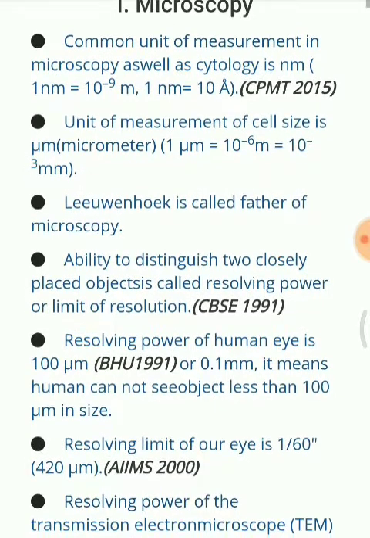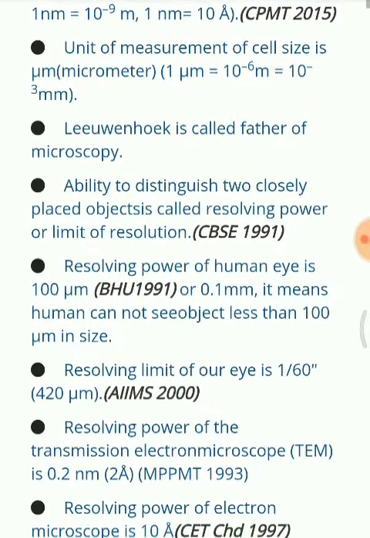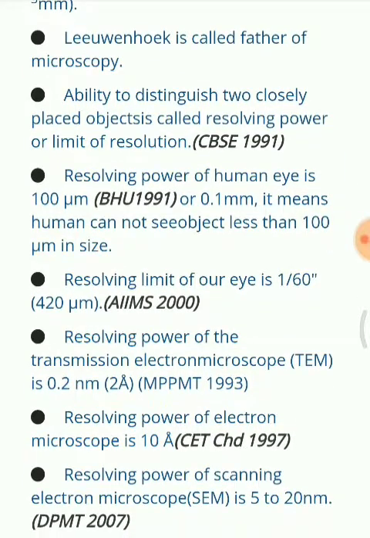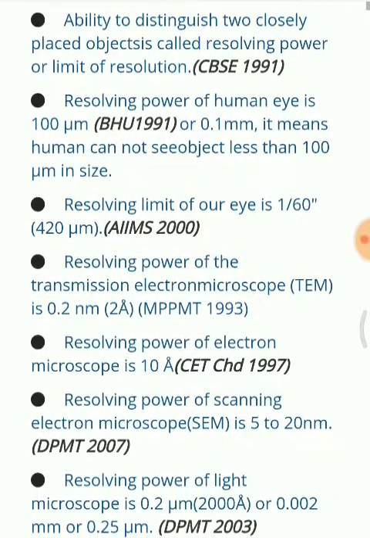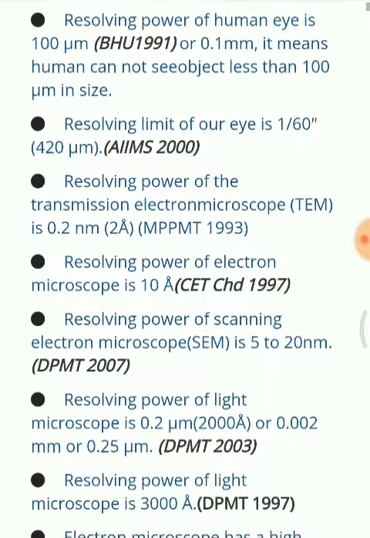Leeuwenhoek is called the father of microscopy. The ability to distinguish two closely placed objects is called the resolving power or the limit of resolution. The resolving power of the human eye is 100 micrometers or 0.1 millimeter. It means the human eye cannot see objects less than 100 micrometers in size. The resolving limit of our eyes is 1/60th of 420 micrometers.